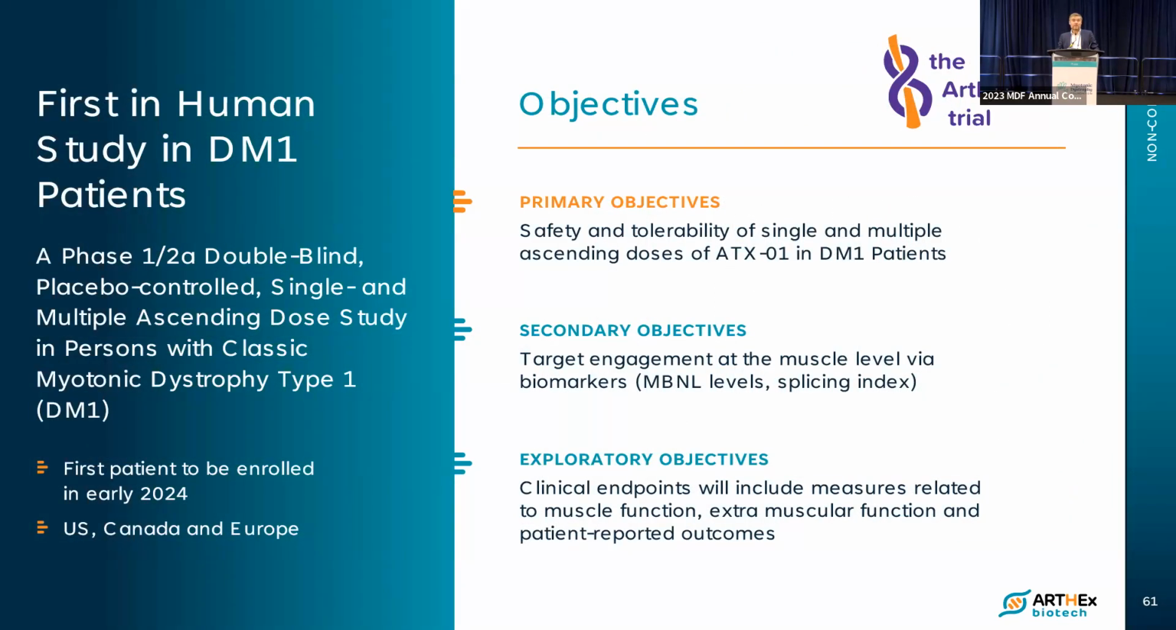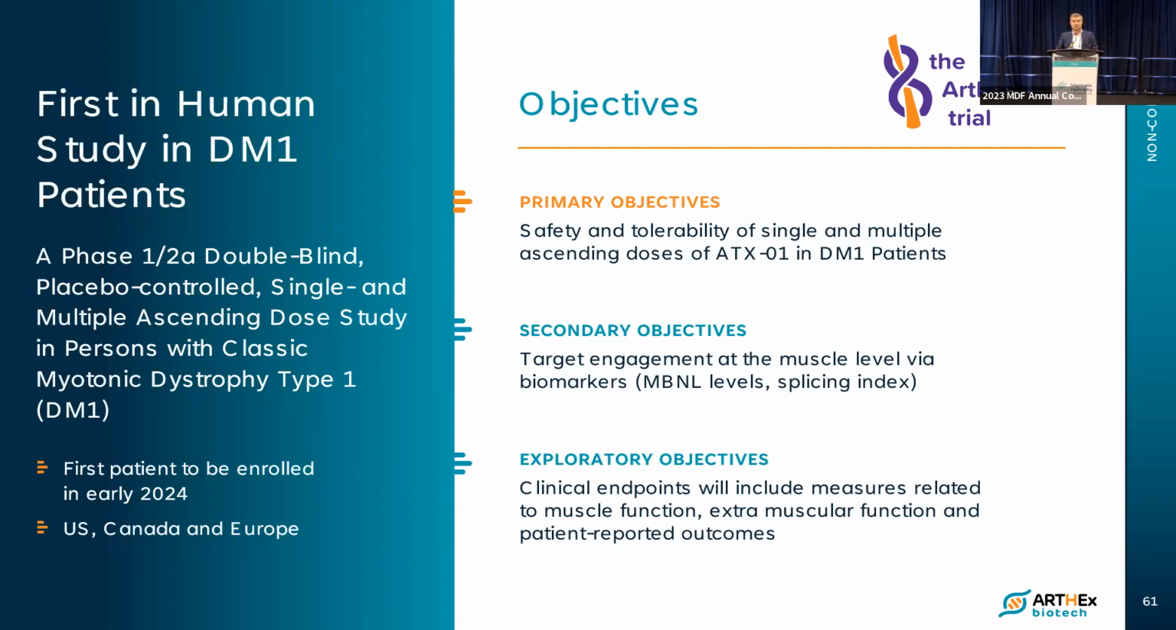So we are at a stage of launching our trial. We hope to get the first patient enrolled in early 2024. We tested that drug in different species to get the full package, to be able to submit that package to the European authority and US authority. We plan to run our trial in the US, in Canada, and in Europe.